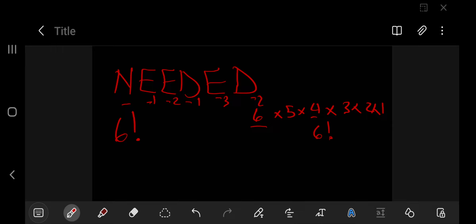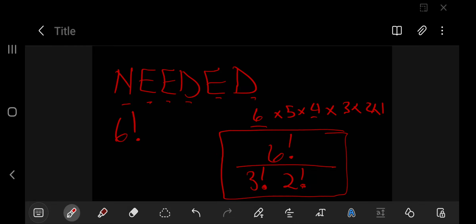But then what if the repeated letters are exactly the same? So it means that would be 6 factorial, but we divide by the factorial of the repeating letters. So this one is repeated by 3, so it's 3 factorial. And then there's another one which is D repeated by 2. So now your answer, if the letters are the same.